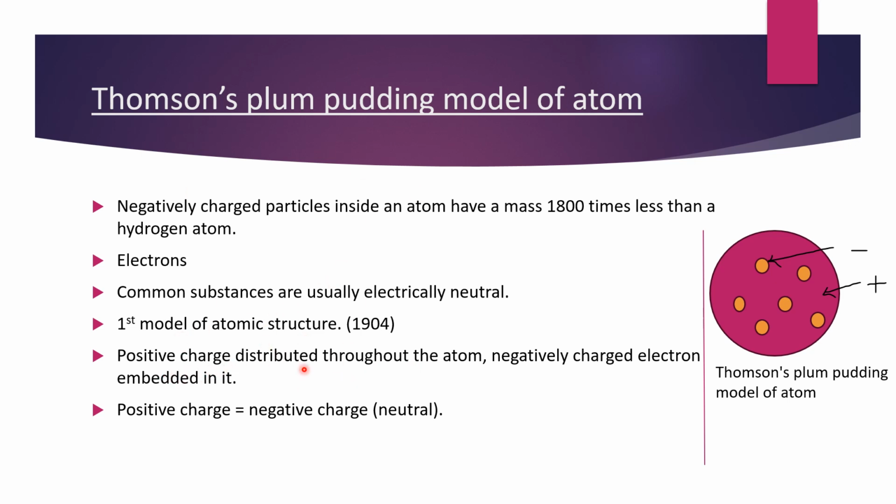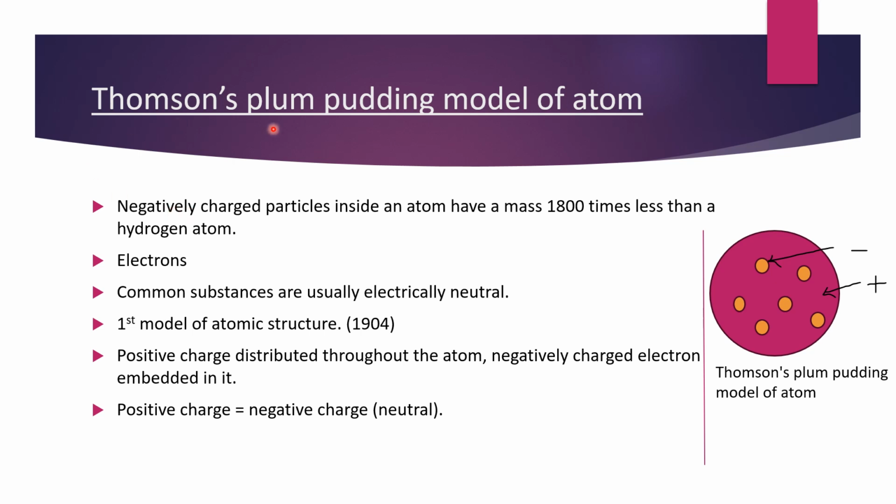In this model, the positive charge is distributed throughout the atom and negatively charged electrons are embedded in it. As you can see in the figure, there is one big circle and small circles. The big circle represents the positive charge distributed throughout the atom, and the small orange circles are the negatively charged electrons embedded in it. The positive charge and the negative charge are equal and they cancel each other. They balance each other, and that's why we say common substances are electrically neutral. So this is the reason.